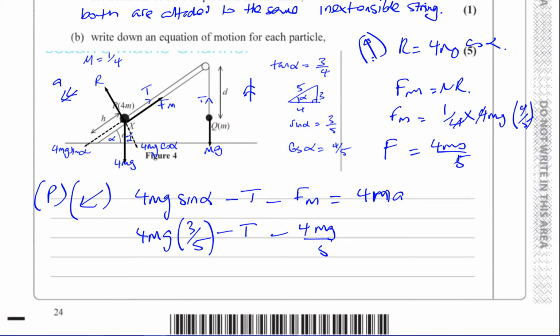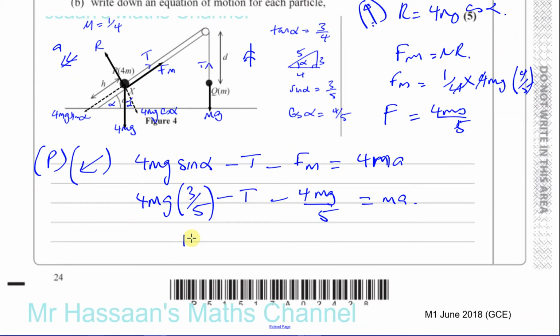Okay, so if you want to simplify that a little bit, that will be 12mg over 5 minus T minus 4mg over 5. Let's just write that in one step. That's 12mg over 5 minus 4mg over 5, which is going to be 8mg over 5. Sorry about the bad writing there. Hold on. So you have 8mg over 5 minus T is equal to ma.